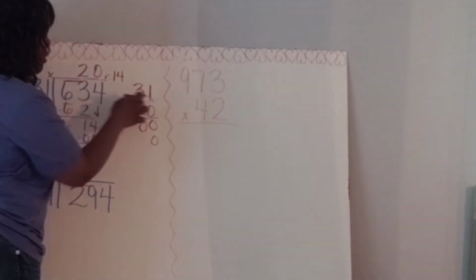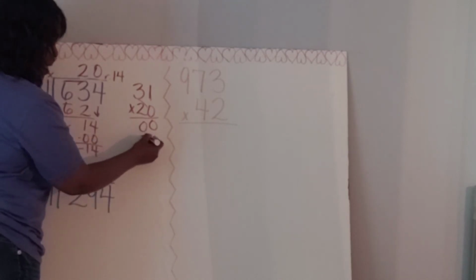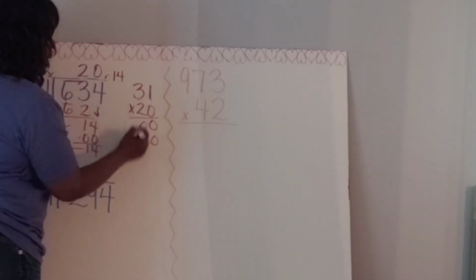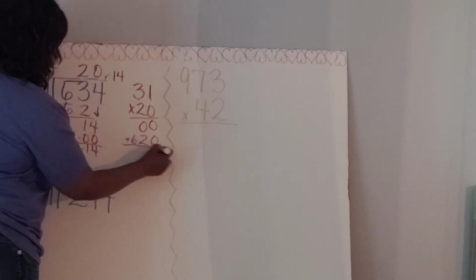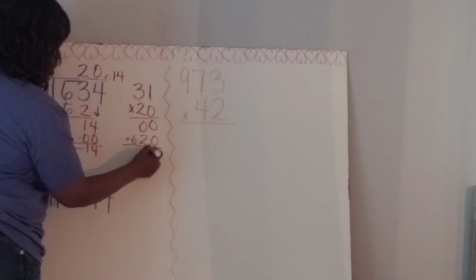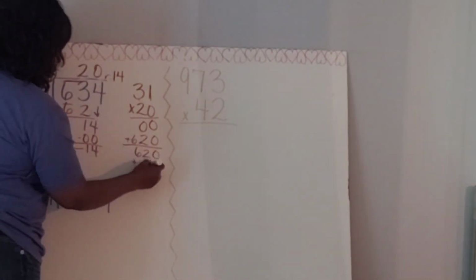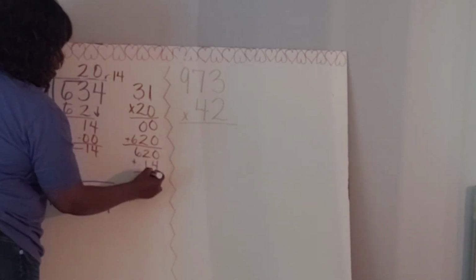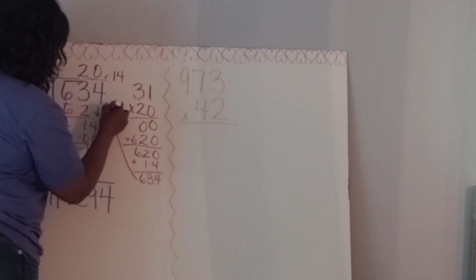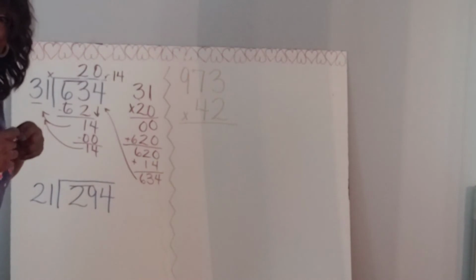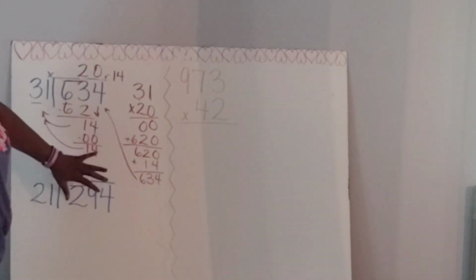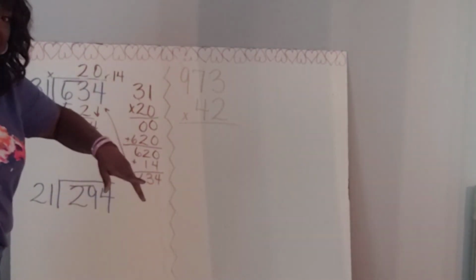Then it's 31 times 2. 1 times 2, and 3 times 2 is 6. And then we add 0, 2 plus 0, 0 plus 6, and then add your remainder. We still have to do that as well. 0 plus 4, 2 plus 1, and 6 plus 0. And look, 634 equals 634. Okay? Very simple process. So I know you can handle it because it's easy.